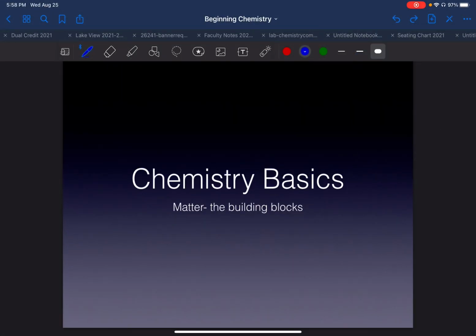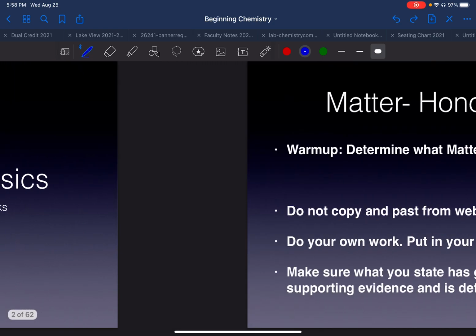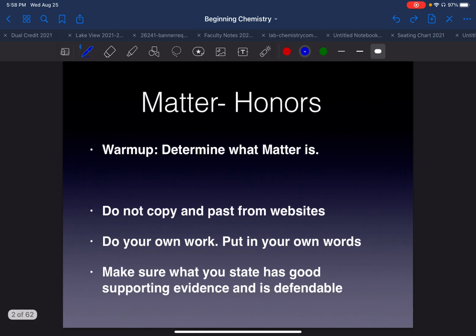This is Chemistry Basics, and the first thing I asked of all my students was to define what matter was. Now, most of my students eventually came up with the idea that matter takes up space and has mass.